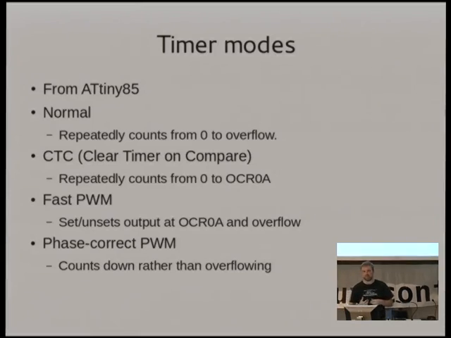OCR0A is just the name of a register that you put a value into. In this case, it's the overflow compare register for timer 0. The A is just a suffix because if you have, say, a 16-bit timer, you might need A and B because they're 1 byte each for the registers.